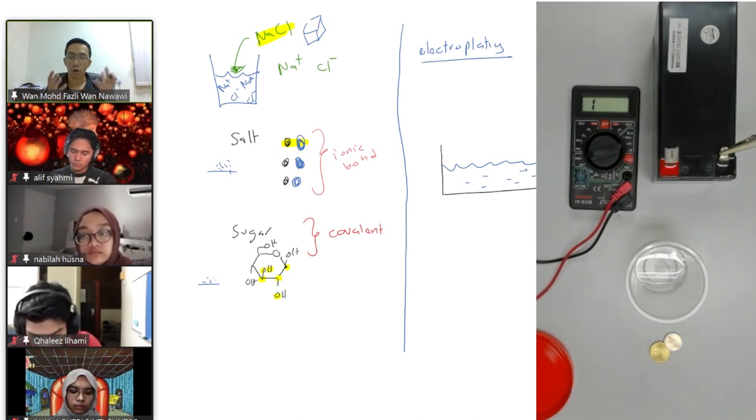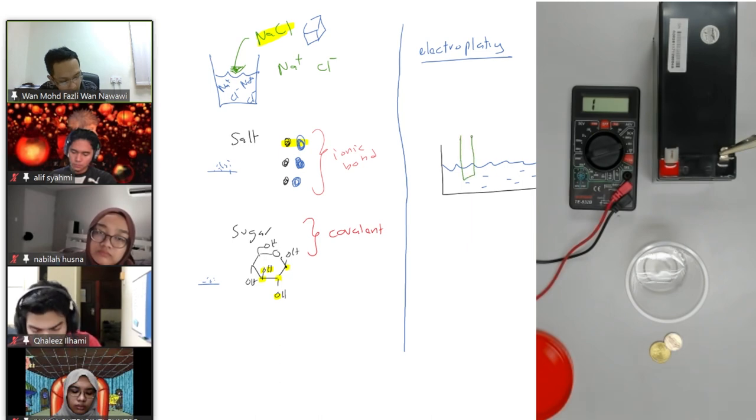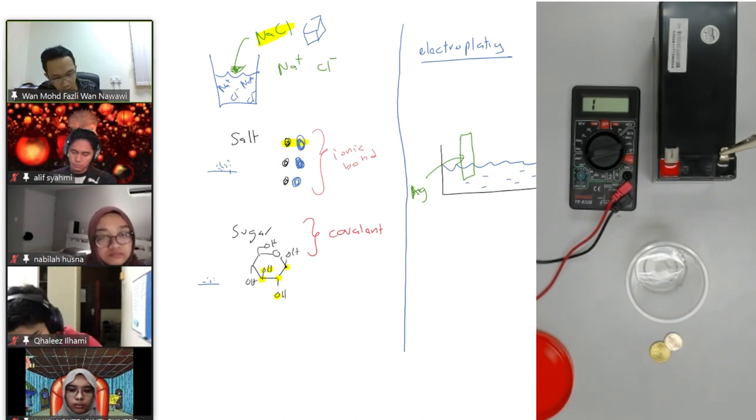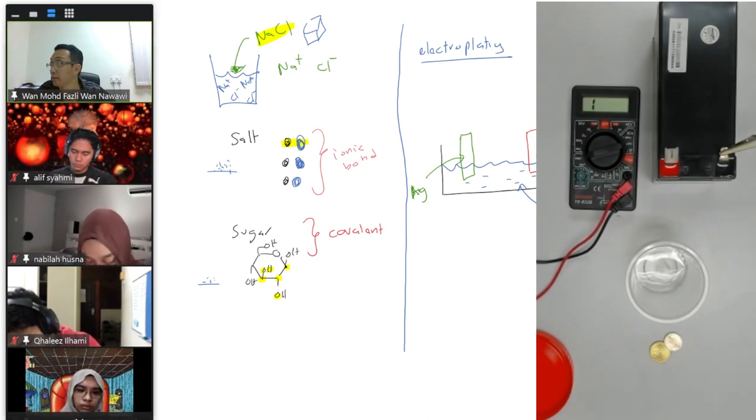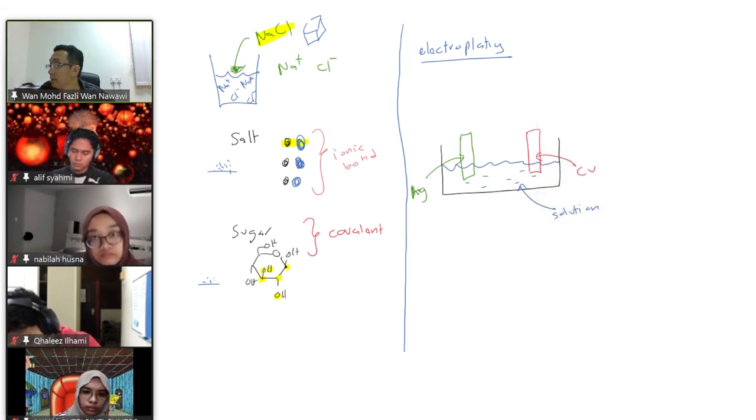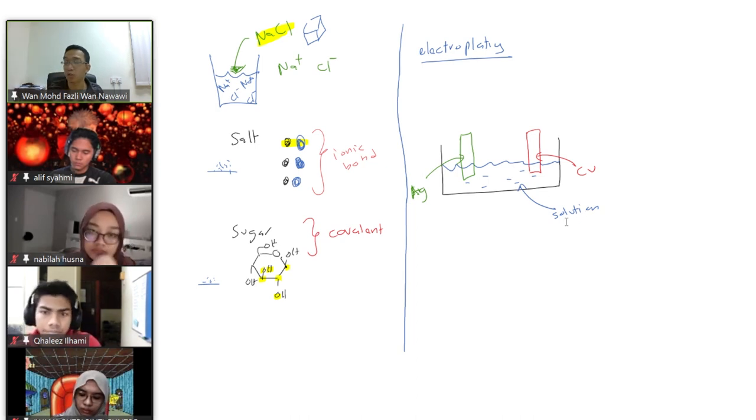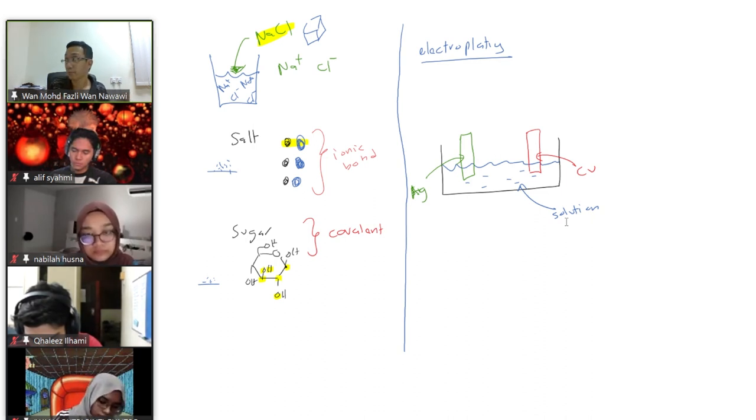So the use of having a fluid that can conduct electricity is that you can do electroplating. Meaning that, let's say on one side here I put silver, you know, silver is a metal, and on the other side I put copper. Then imagine this solution can conduct electricity, meaning that there are ions inside it.